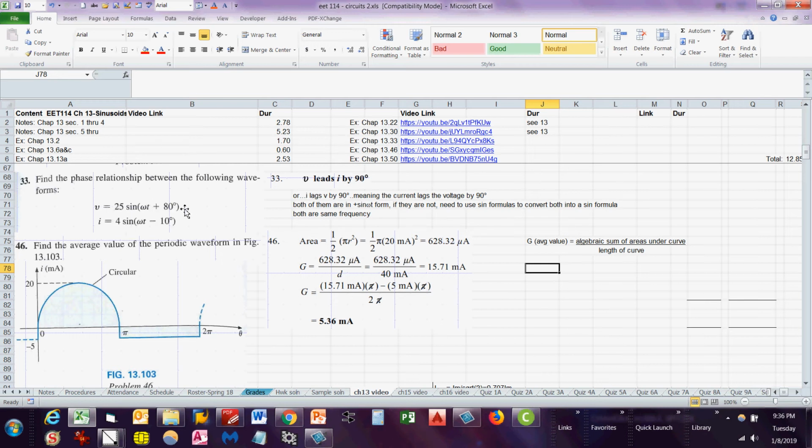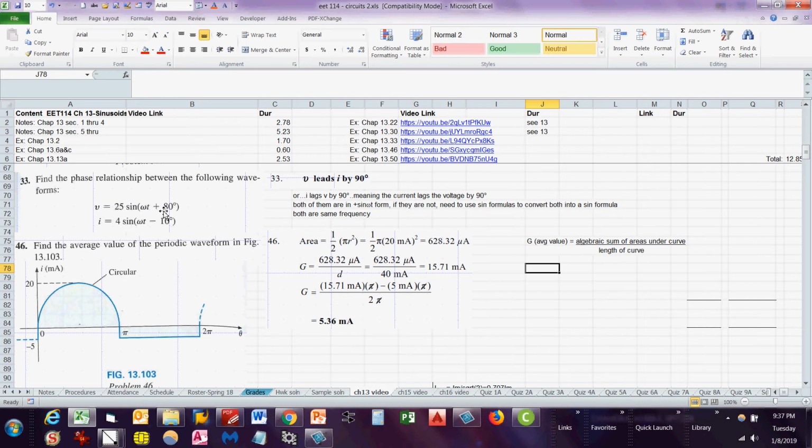The way you find this is, whichever phase angle is higher is the leading sine wave. Also, both of them need to be in positive sine omega t form. If they aren't, you need to use the sine formulas to convert both into a positive sine formula. And notice both are the same frequency. They both have just the omega, which is the same thing.